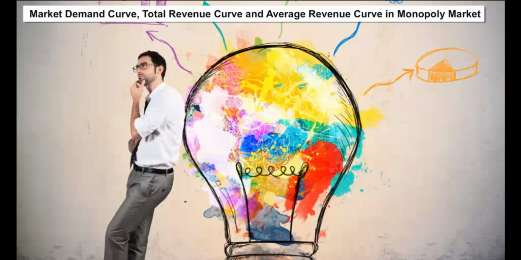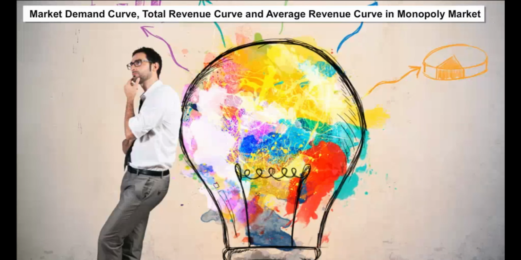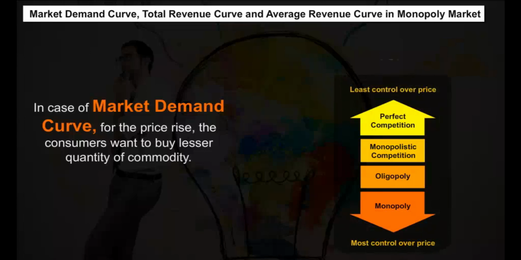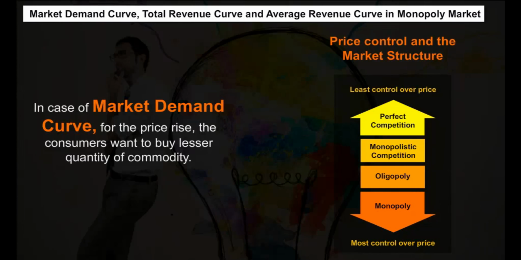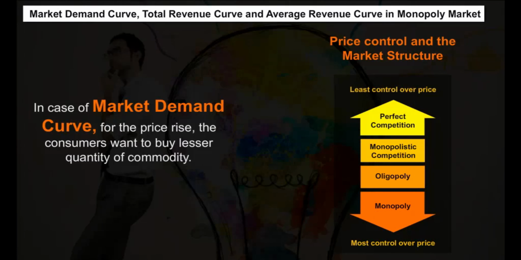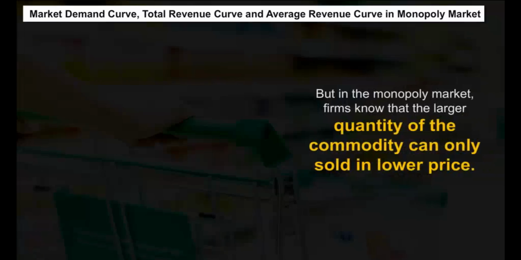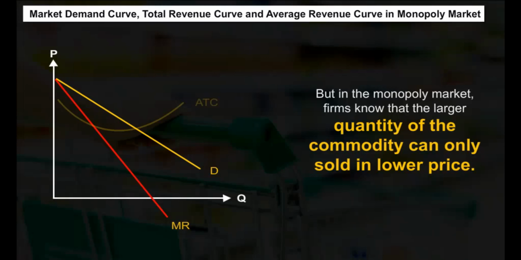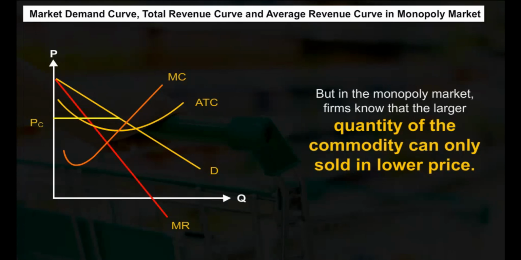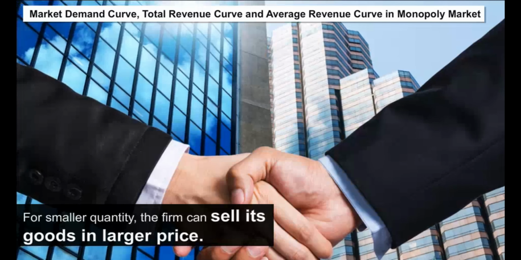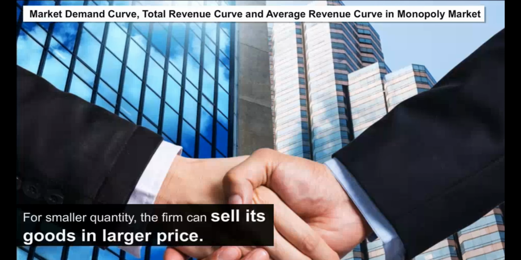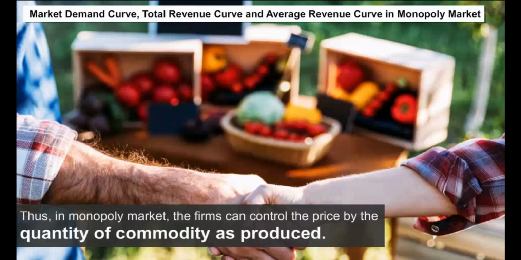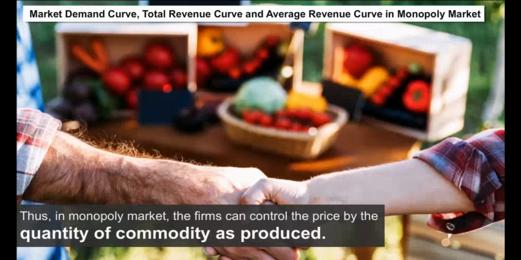Market demand curve, total revenue curve, and average revenue curve in monopoly market. In case of the market demand curve, for a price rise, the consumers want to buy a lesser quantity of the commodity. But in the monopoly market, firms know that a larger quantity of the commodity can only be sold at a lower price. For a smaller quantity, the firm can sell its good at a larger price. Thus, in the monopoly market, the firms can control the price by the quantity of commodity produced.